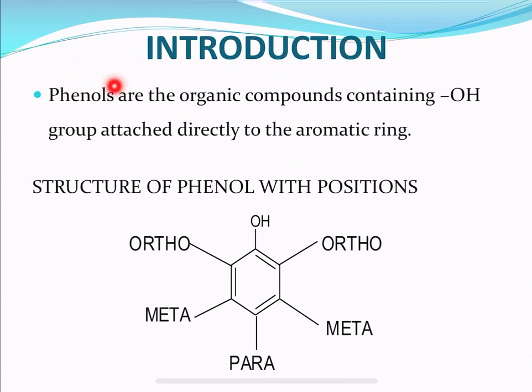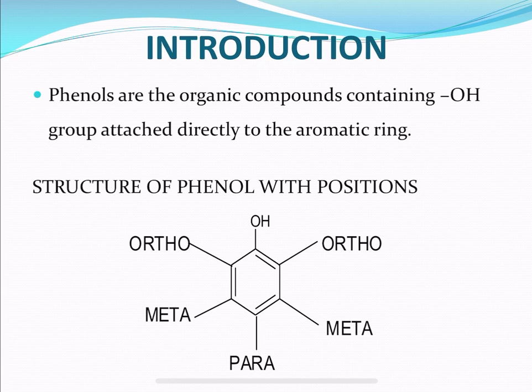To go to the introduction part, phenols can be defined as organic compounds containing an OH group attached directly to the aromatic ring. The aromatic hydrocarbon group can also be called an aromatic ring. The OH groups are called hydroxyl groups. These hydroxyl groups are directly attached to an aromatic hydrocarbon or an aromatic ring. Such chemical compounds are called phenols.